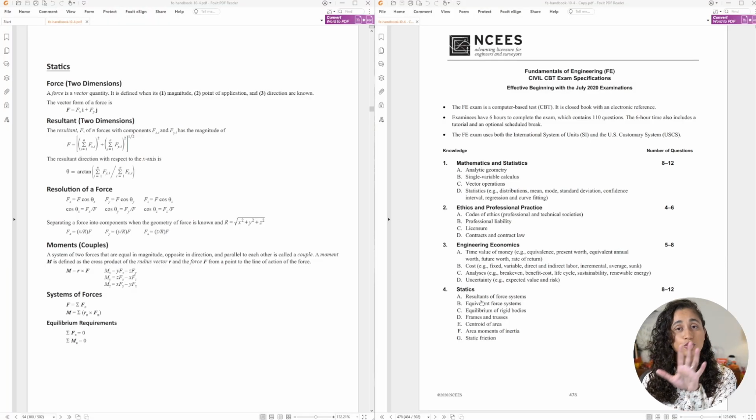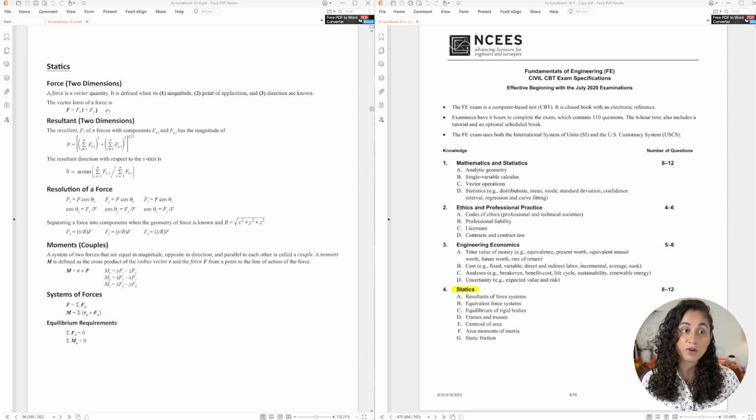So here, guys, if we go to the specifications and take a look at the subjects that are listed under statics, here we have resultants of force systems, equivalent force systems, equilibrium of rigid bodies, frames and trusses, centroid of area, moments of inertia, and static friction. So these are the topics that you need to study for statics, okay? And this is for FE Civil.